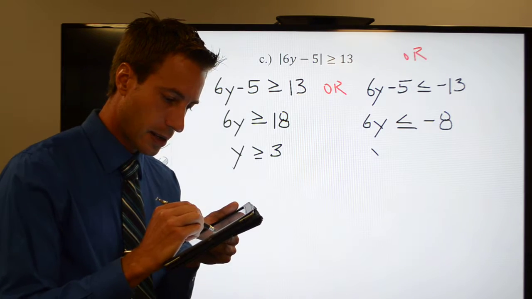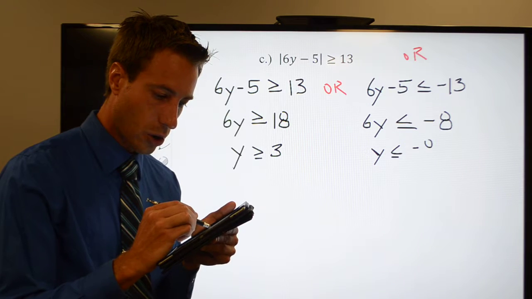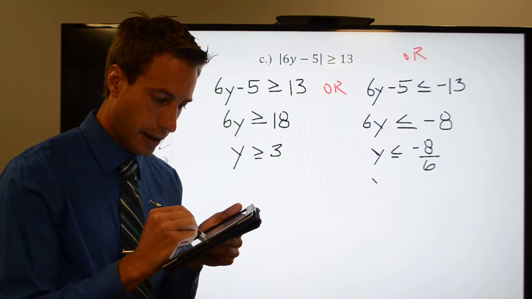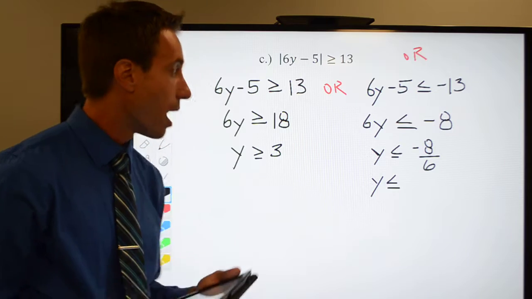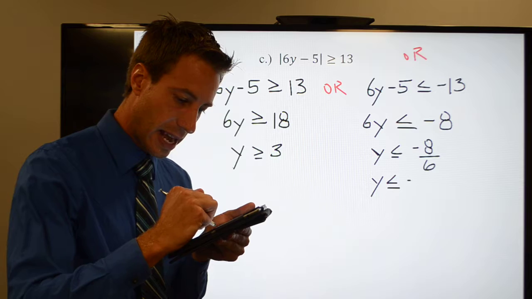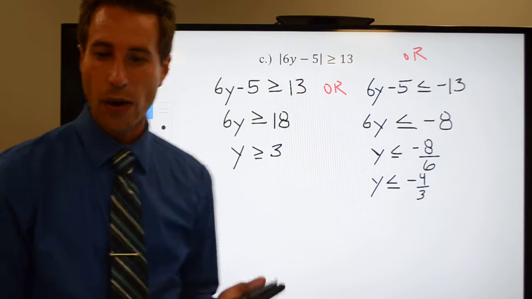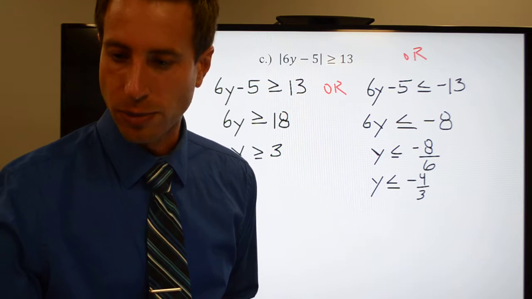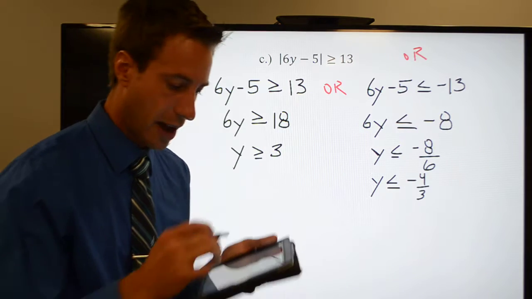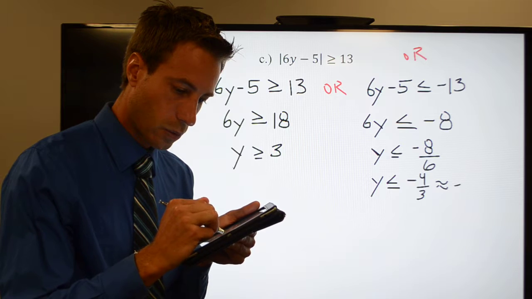Now obviously 8 is not evenly divisible by 6, so we're going to look to reduce this fraction if we can, and we can. Y is going to be less than or equal. They have a common factor of 2, so if I pull that out, I wind up with negative 4 thirds. Now as a decimal, negative 4 thirds, because when it comes to graphing these on a number line, it's better if you have a decimal, is approximately a negative 1.3.